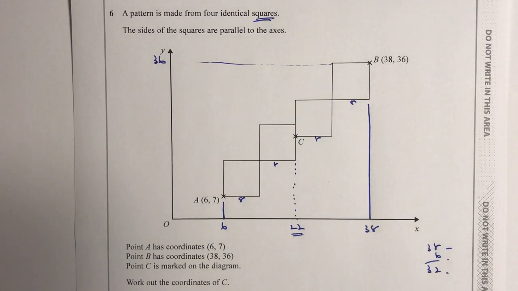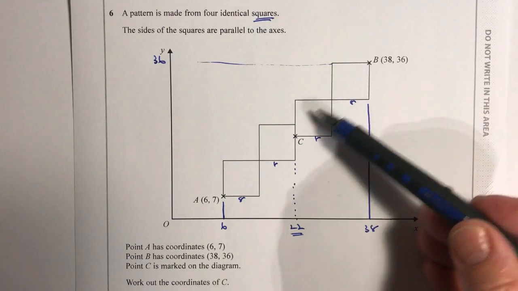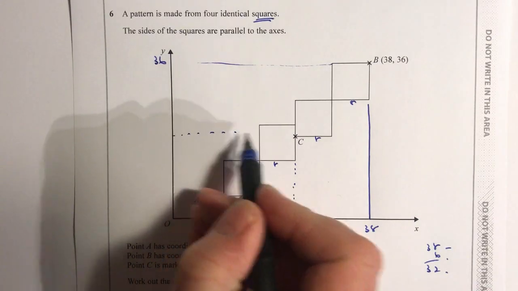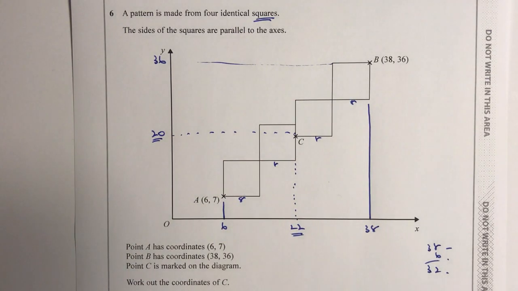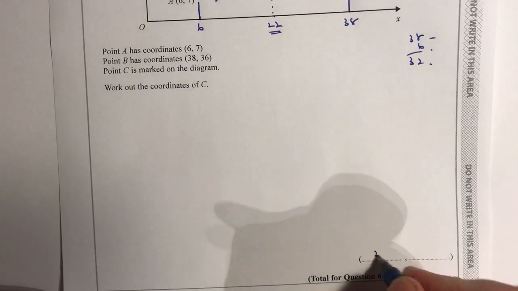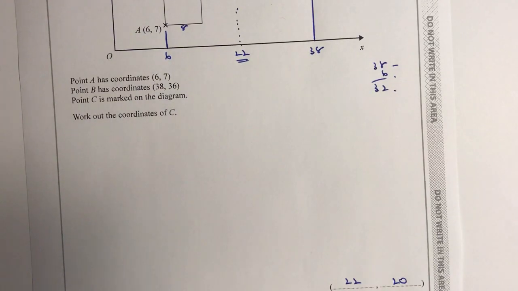And then we're going to come down 2 lots of 8. So first lot of 8, second lot of 8, which means it's going to be 36, take away 16. And if we take away 16, it means that point would be 20. So therefore, the coordinates of C are going to be x equals 22 and y equals 20. So we can write that into the solution right at the very bottom here, 22 and 20. Okay, hopefully you got that one all right. It is a little bit tricky to work through, particularly I think working out the y coordinates.